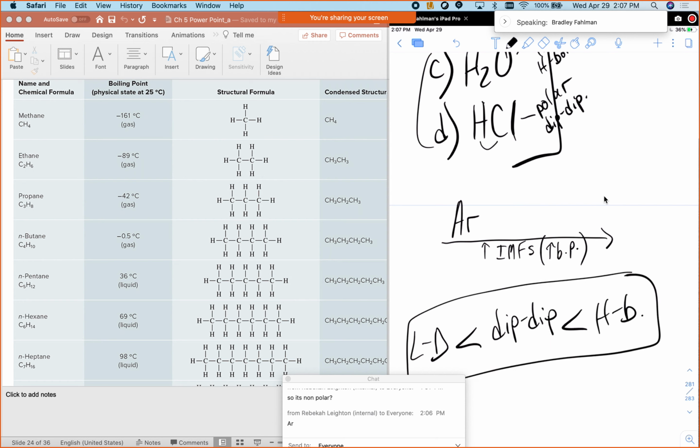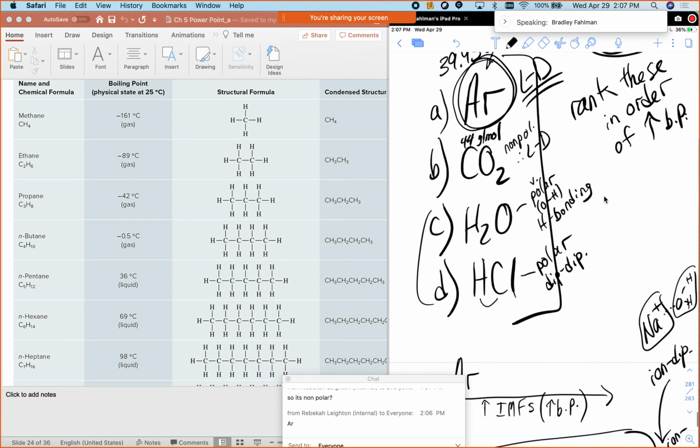So for those three. Okay, remember there was ion dipole as well, where you have, for instance, this. So that's a polar molecule with an ion. That's going to be even stronger. So ion dipoles up here. But yeah, London dispersion is going to be the weakest force.